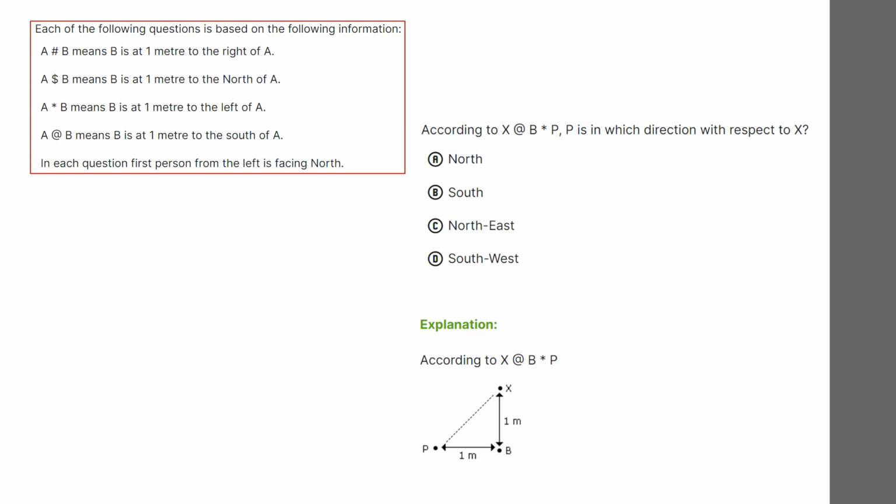So now you can point b position and x position, and now come back to b asterisk p. What is the asterisk symbol indicating to us? The second variable is at 1 meter to the left of the first variable. Now the first variable is b, the second variable is p, which is to the left of b. So this is how we have drawn the diagram so that you can easily make it out. Now the question is, p is in which direction with respect to x? So you can see here the answer is D, that is southwest.